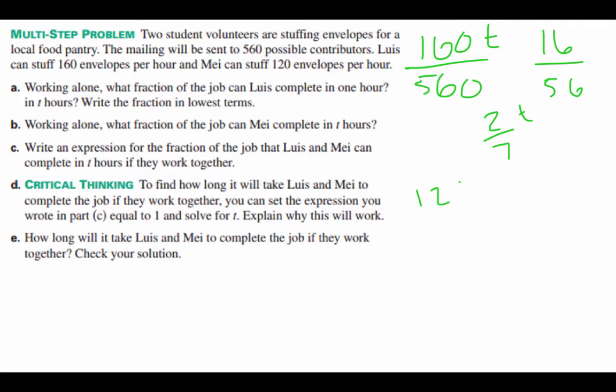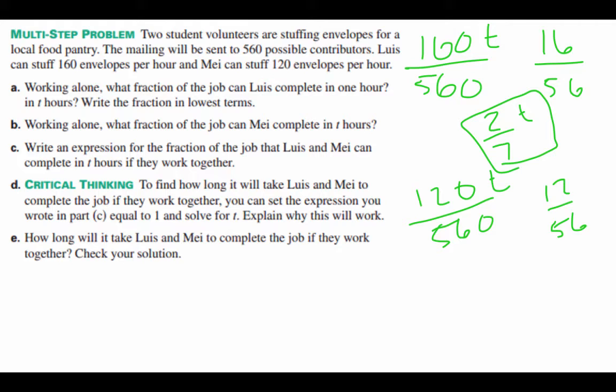Mia, on the other hand, she can do 120 of 560. Okay, and we can add the t there to keep that into what the question's asking. Okay, so that's Lewis. Now Mia, we take 10 out, we're left with 12 over 56 t. We can simplify that one more time. Let's take out 4. All right, we are left with 3 over 14 t as that answer.